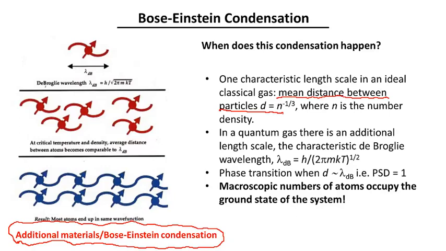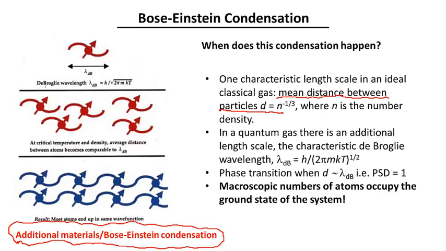In the quantum gas, there is a new length scale that's introduced through the de Broglie wavelength. It's a wavelength that depends upon the temperature. It depends upon the mean thermal energy of the gas, you might say. So the interesting physics occurs when these two length scales become comparable. In other words, when the phase space density of the system approaches one.